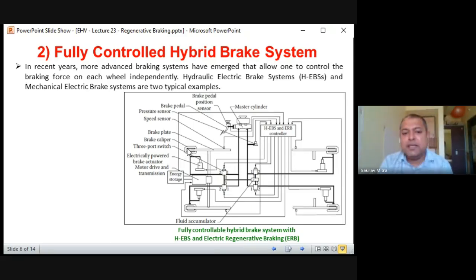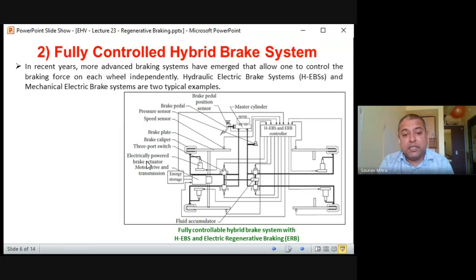As soon as we give the brake signal, it is generated at the brake pedal position and goes to the tire. This caliper actually holds the brake plate. Then there is a 3-port switch. This is a new thing. What is the job of it? We will explain shortly.